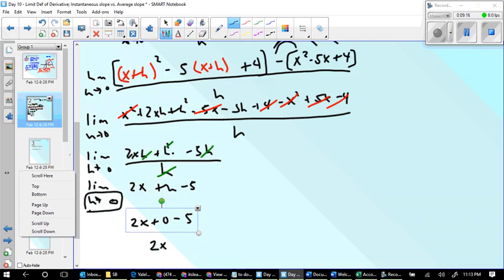Okay, and this represents a derivative at any point on my graph. So for example, if I wanted the derivative specifically at, say, x equals 5, I would plug in 5 for x, and my derivative, my slope at x equals 5, would equal 10.